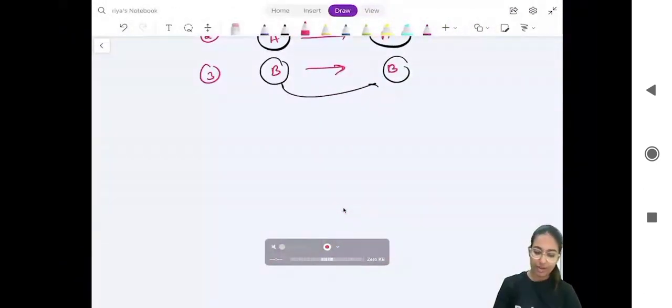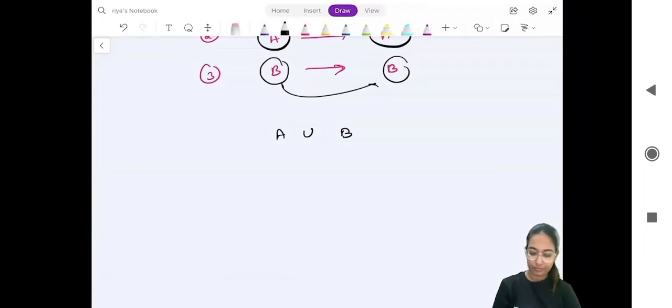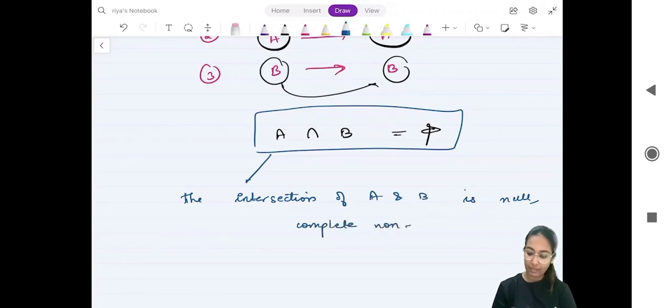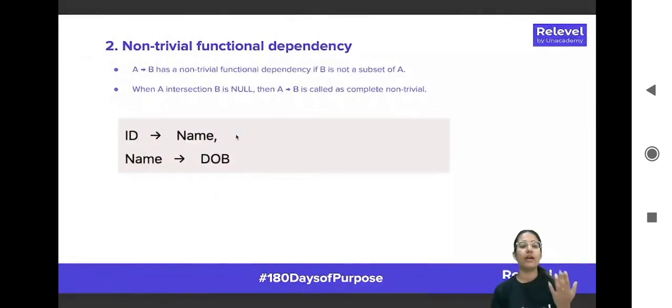When the intersection of A and B is null, then A to B is called complete non-trivial. When you try to find the intersection of A and B and it comes out empty, this is a mathematical way of writing that the intersection of A and B is null, then it is called not just non-trivial, it is known as complete non-trivial. And that is what it says over here. Using ID, you can determine the name of the person, or let's say if you have the name of the person, you can determine the date of birth.